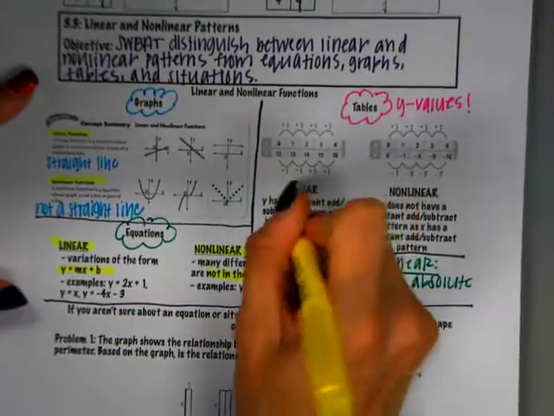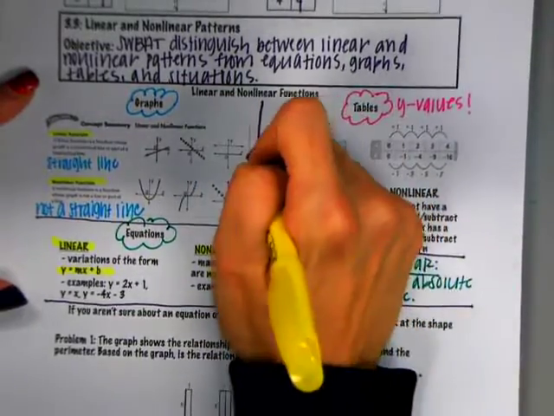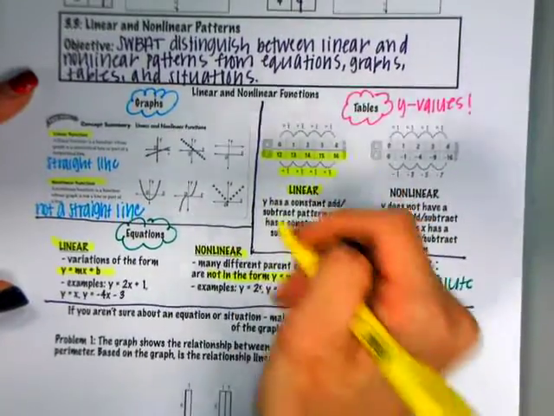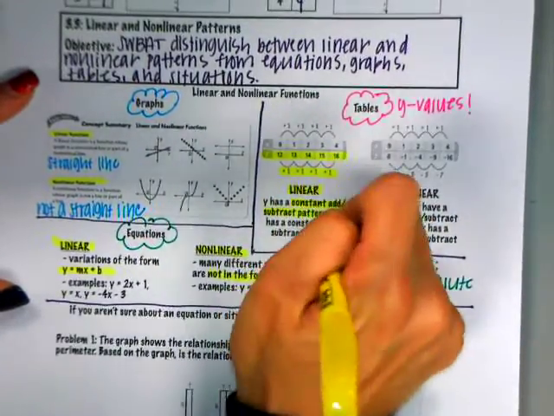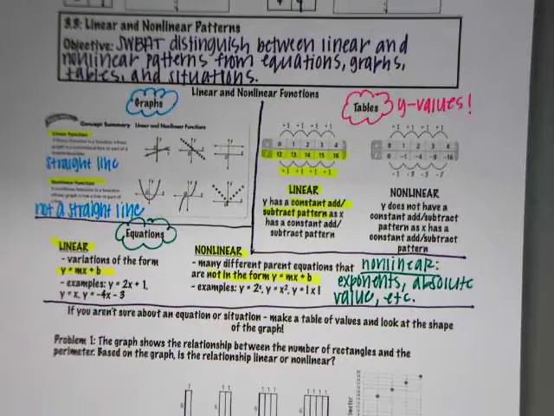So linear is going to be, for the y's, a constant add or subtract pattern. So for the y values, you're adding or subtracting the same number every time, and that's going to be linear. Okay.